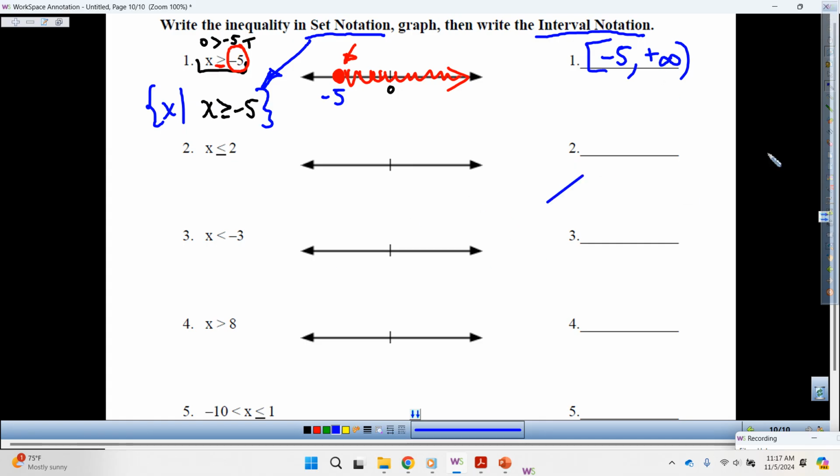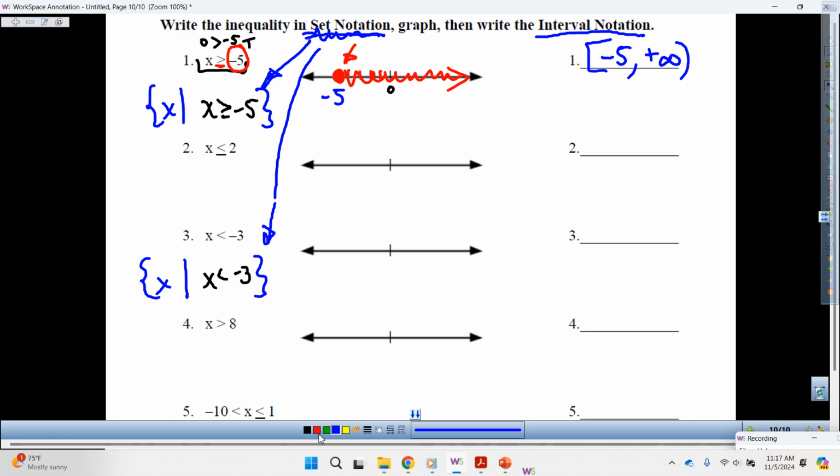Okay, let's go to number 3. So far, so good, yes? All right, here goes number 3. We write x less than -3, but we need it in what? Set notation. So solution set of x such that, and you close it. What is that called? Set notation.